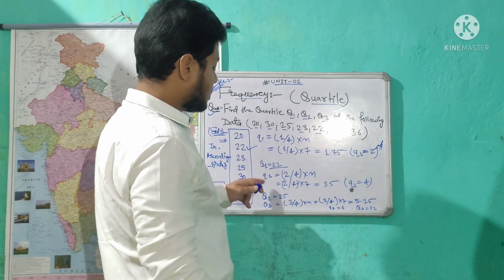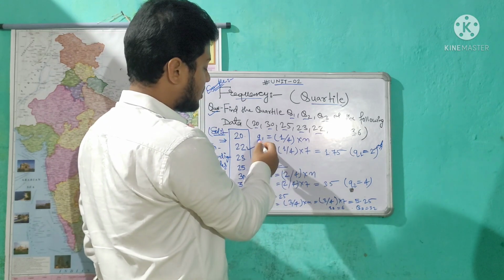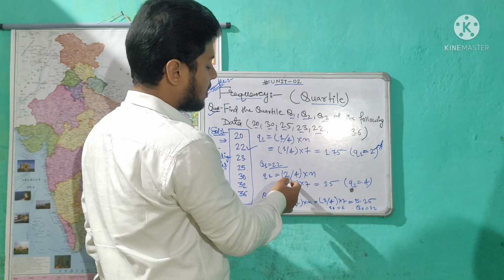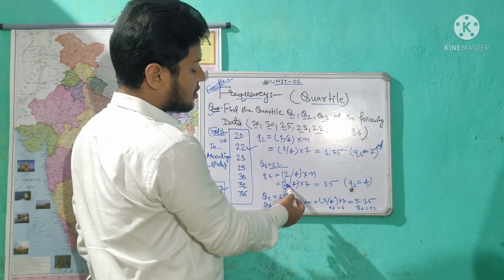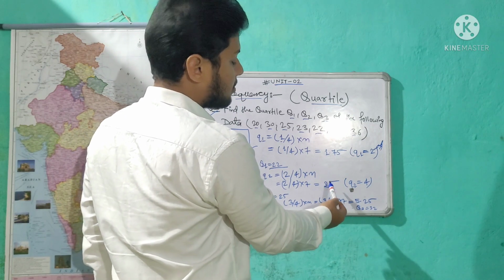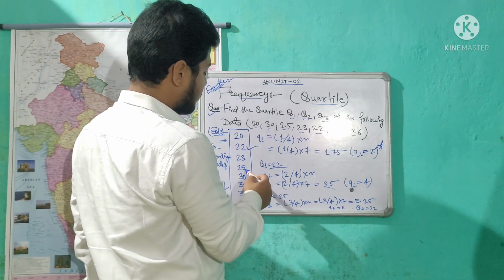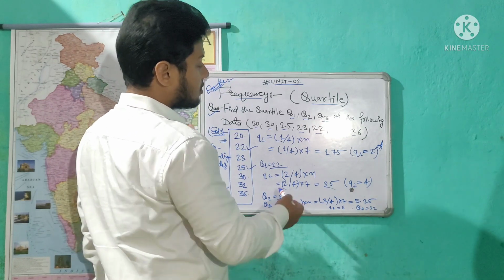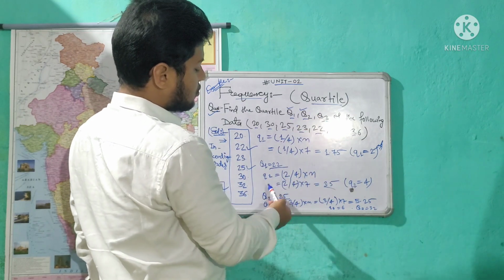Fine. Now let's see Q2. For Q2, instead of 1 by 4, we apply 2 by 4 into N. The number of observations is 7, so calculating 2 by 4 into 7, we get 3.5. 3.5 is nearest to 4. So the fourth term, counting 1, 2, 3 and 4, is 25. So Q2 is equal to 25. Finally, we have the calculations of Q1 and Q2: Q1 is 22 and Q2 is 25.